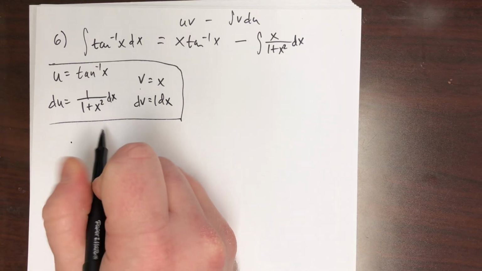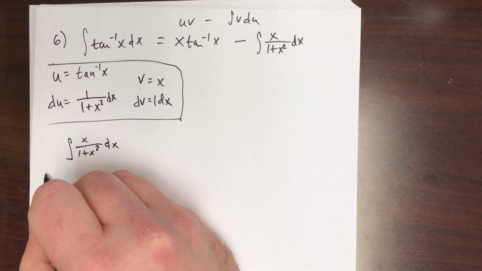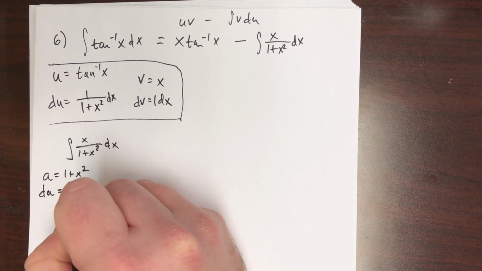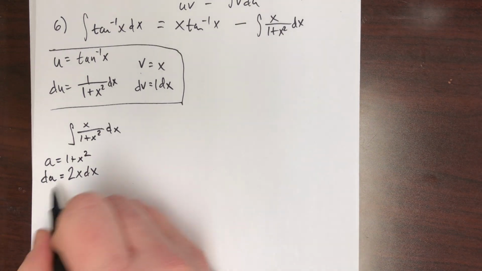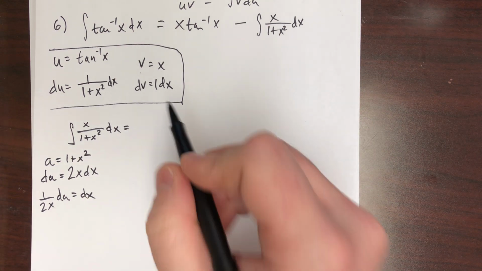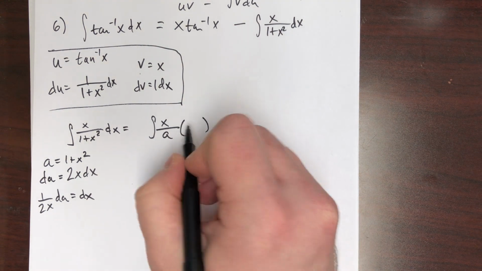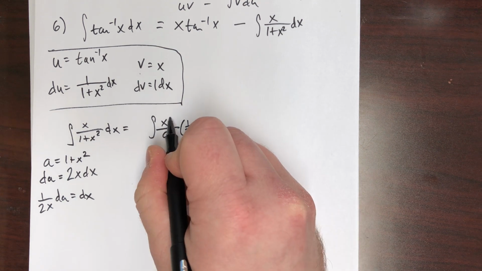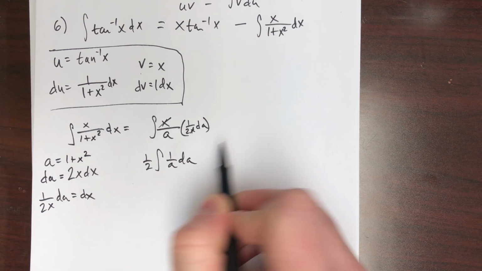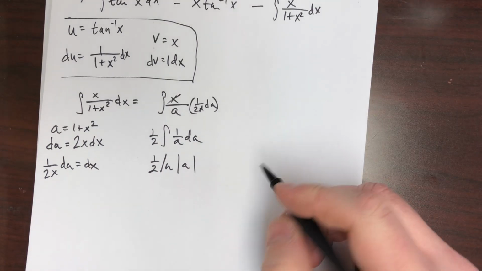So I'll do my a substitution over here again. I'll say a is equal to our denominator here. So that means that dA is going to be equal to 2x dx. We'll divide both sides by our 2x. So that lets us do a nice little substitution in here. x over a. In dx's place, we got 1 over 2x dA. The x's cancel. We can bring that half out front. So this is 1/2 ln absolute value of a plus c.